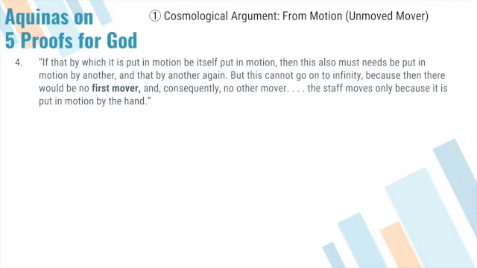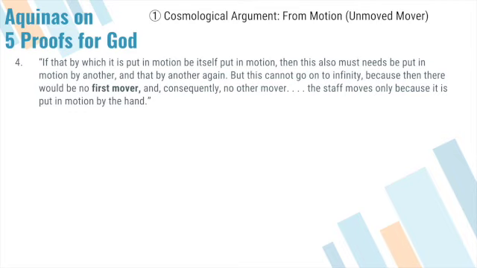Aquinas says, if that by which it is put into motion be itself put in motion, then this also must needs be put in motion by another, and that by another again. But this cannot go on to infinity, because then there would be no first mover, and consequently no other mover. The staff moves only because it is put in motion by the hand.